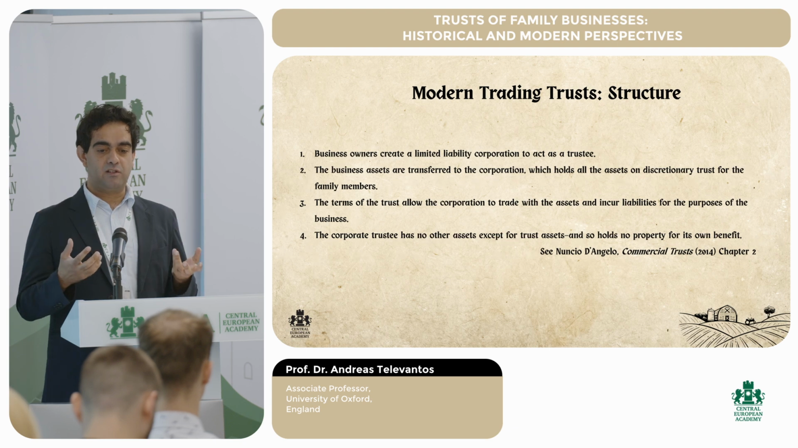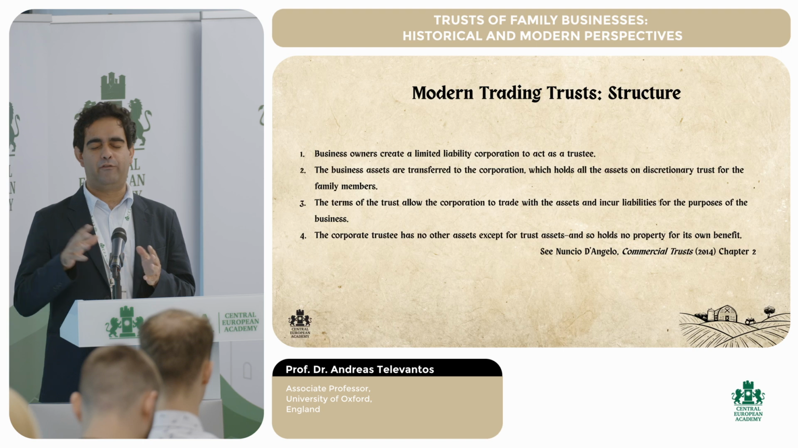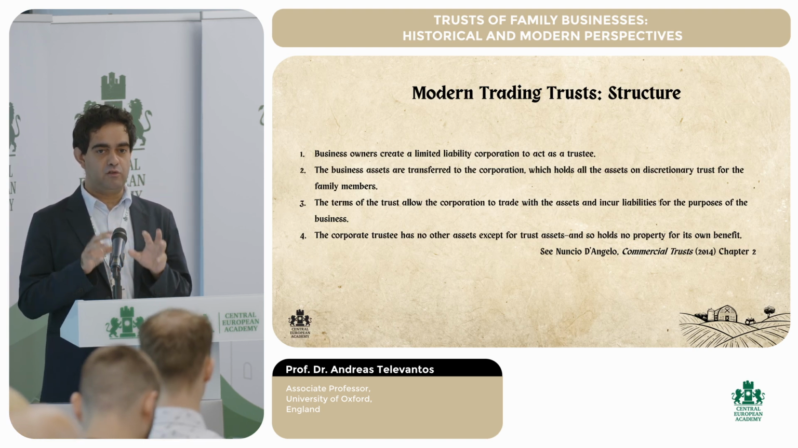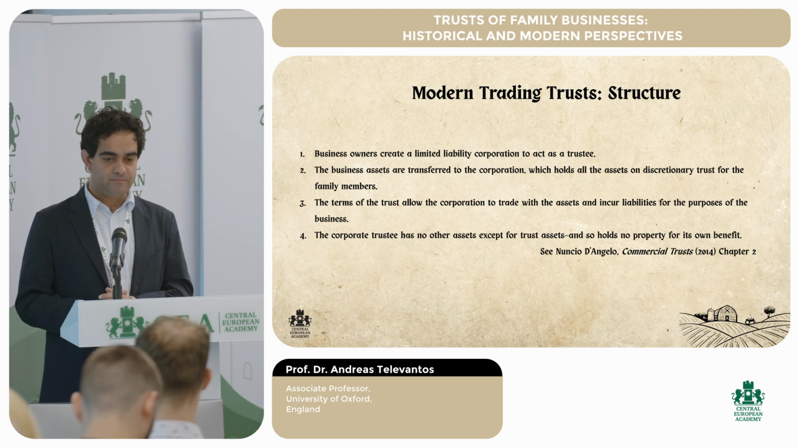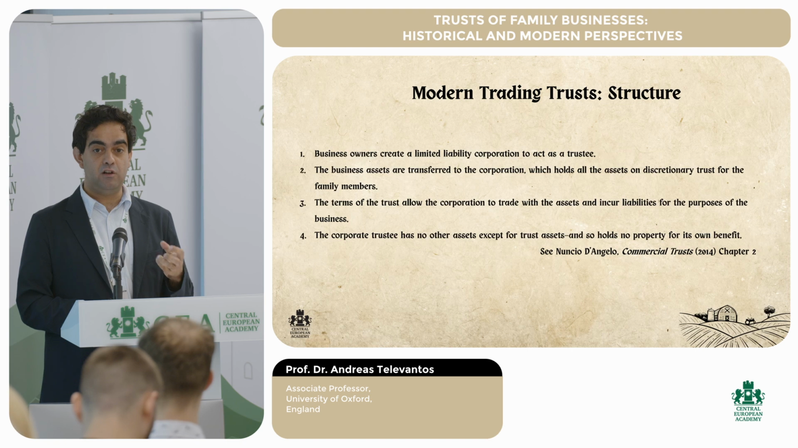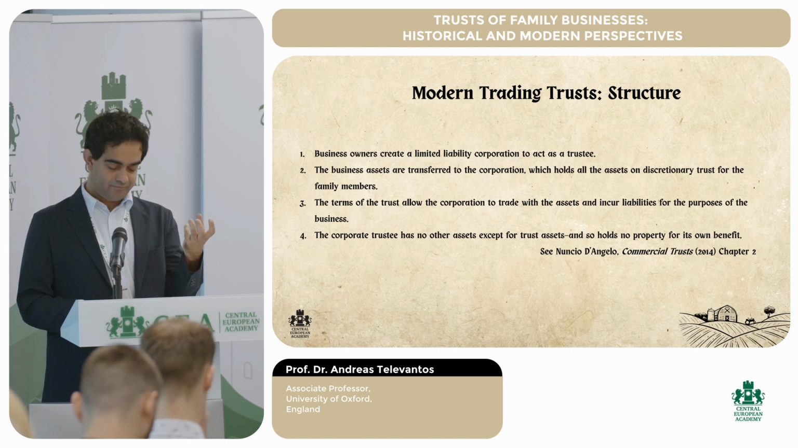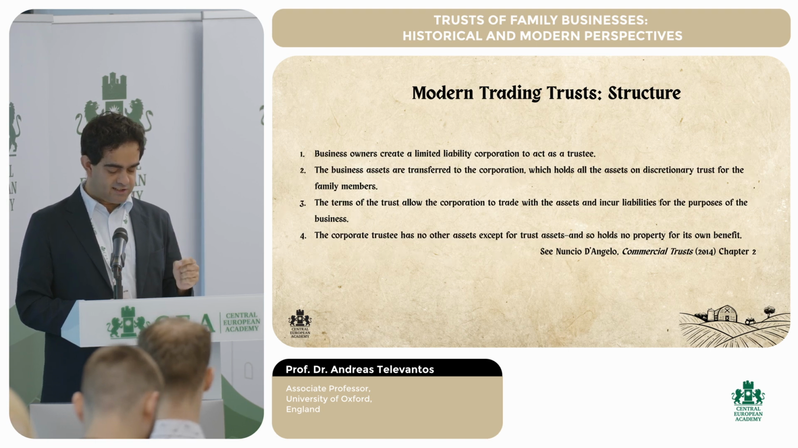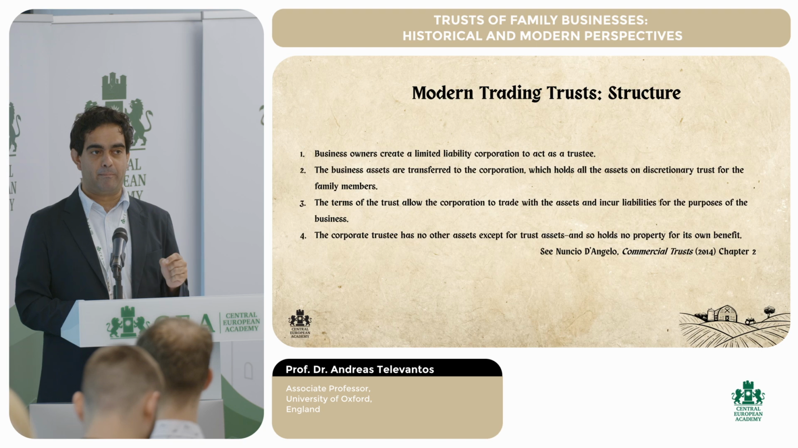You have a family business, and in some jurisdictions, for reasons I'll come on to, there is a desire to run that business through a trust. The following structure is usually adopted. First, the business owners create a limited liability corporation to act as a trustee. Secondly, the business assets are transferred to the corporation, which holds all the assets on discretionary trust for family members.